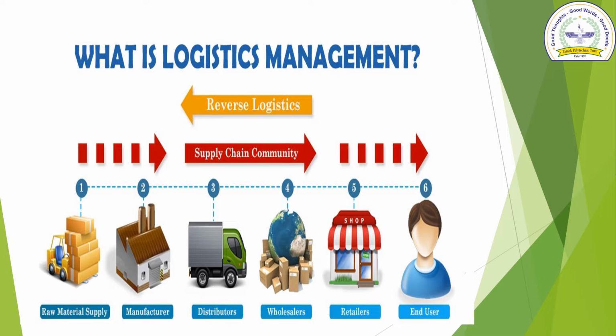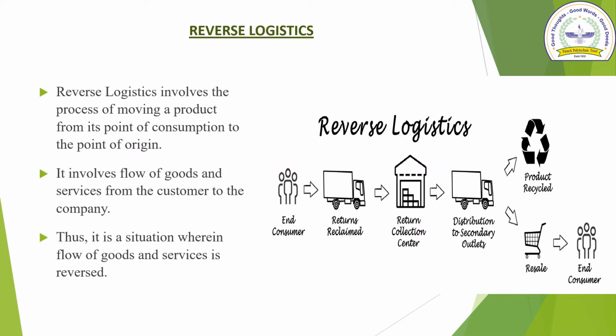Now let's understand the reverse flow of logistics. So in the reverse logistical flow, the goods are returned by the end user, that is, from the consumer to the manufacturer. We all know that normally the flow of goods is from the point of origin to the point of consumption. But in reverse logistics, the flow of goods is reversed, from the point of consumption to the point of origin. That means from the consumer to the company.